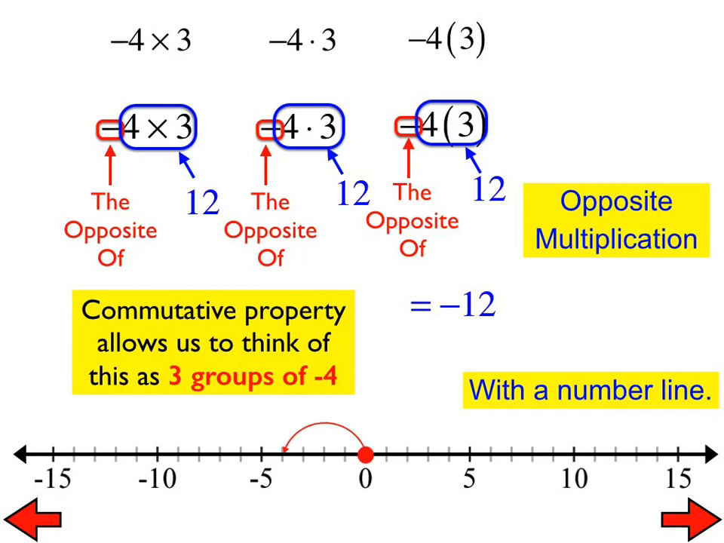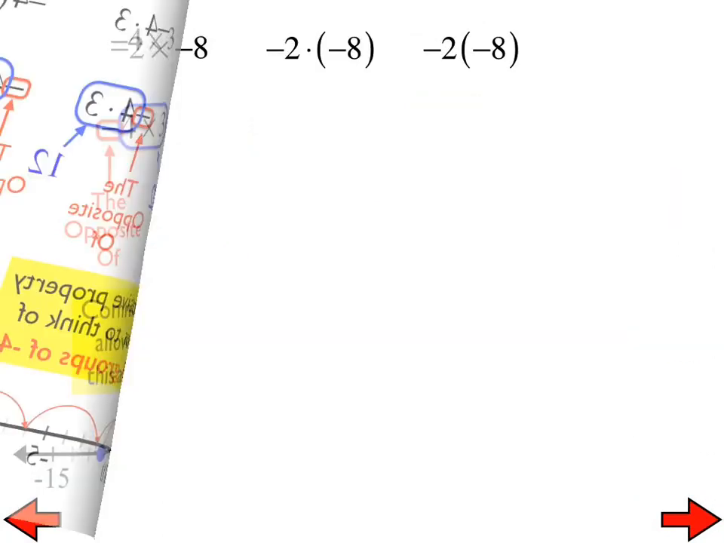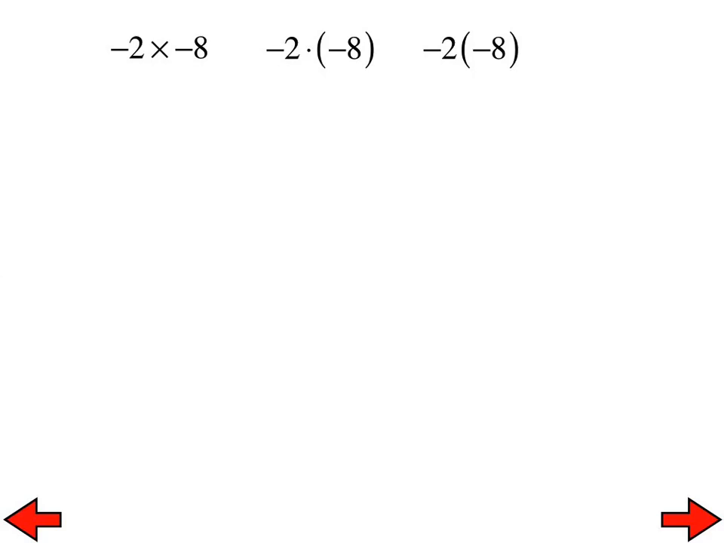So there's one group of negative 4, there's a second, there's a third, and that takes us to negative 12. All right. Is this one in your notes? No, it's not.